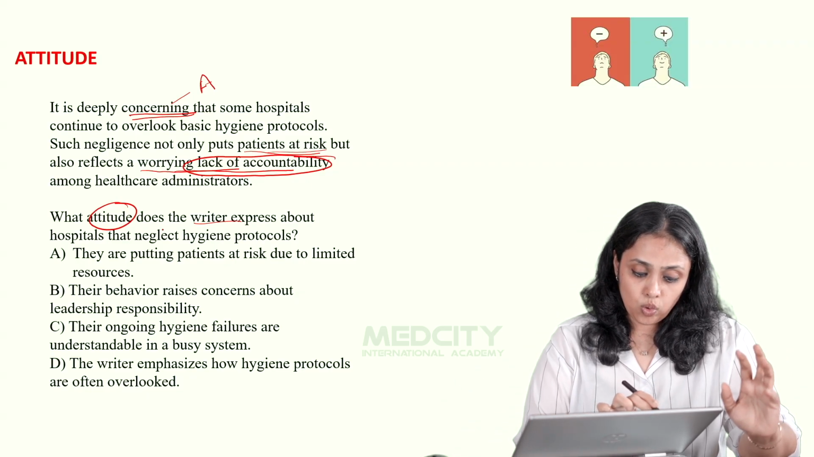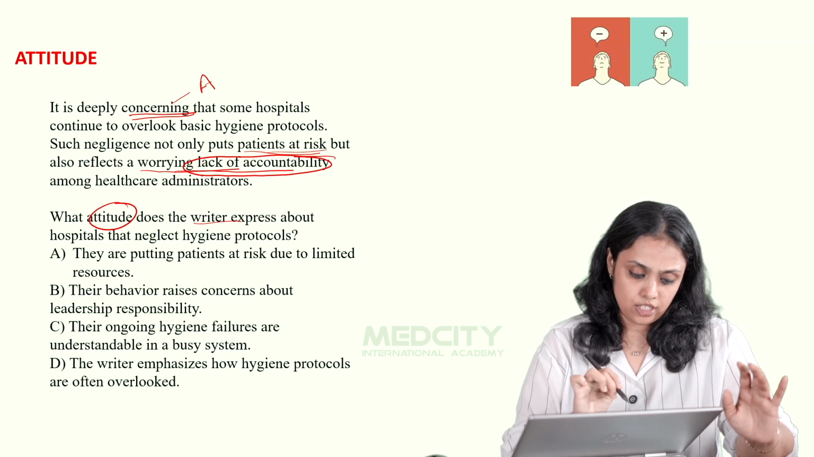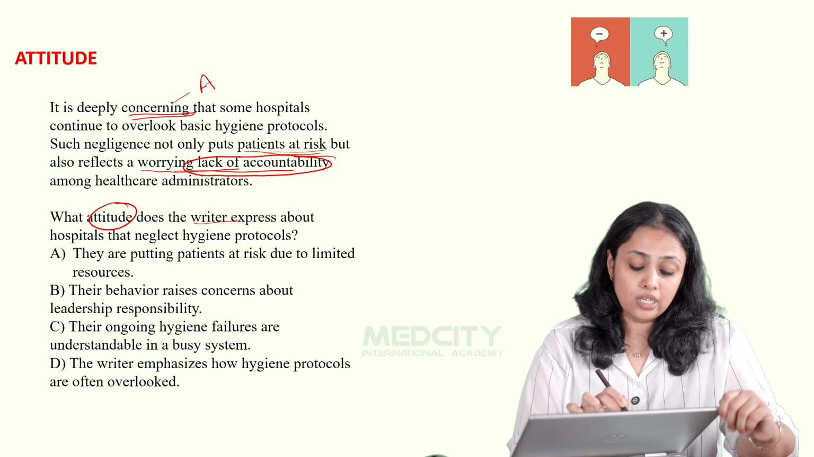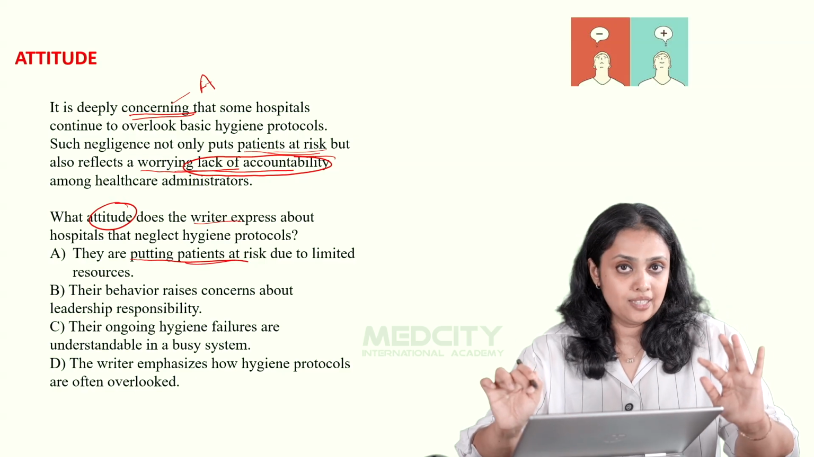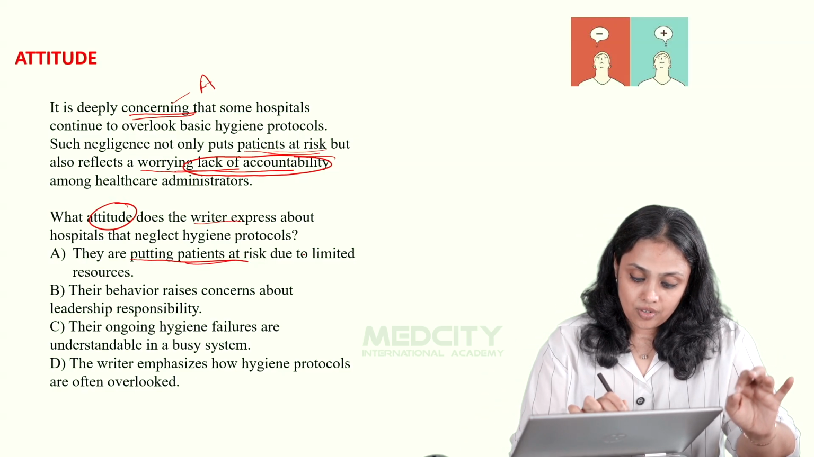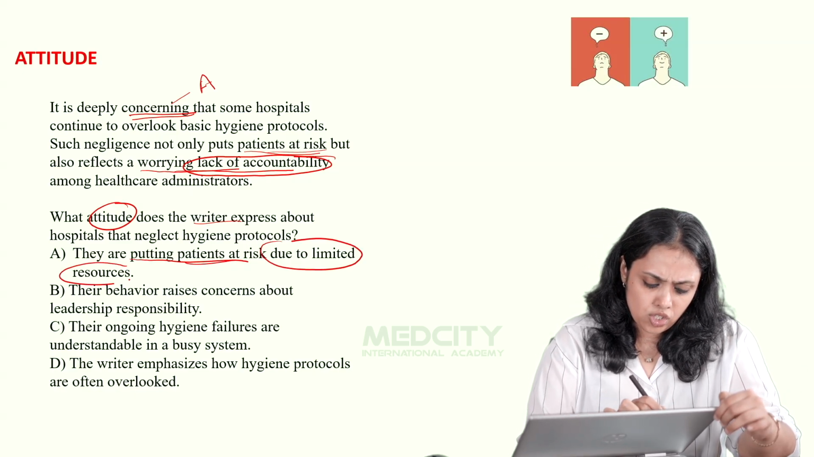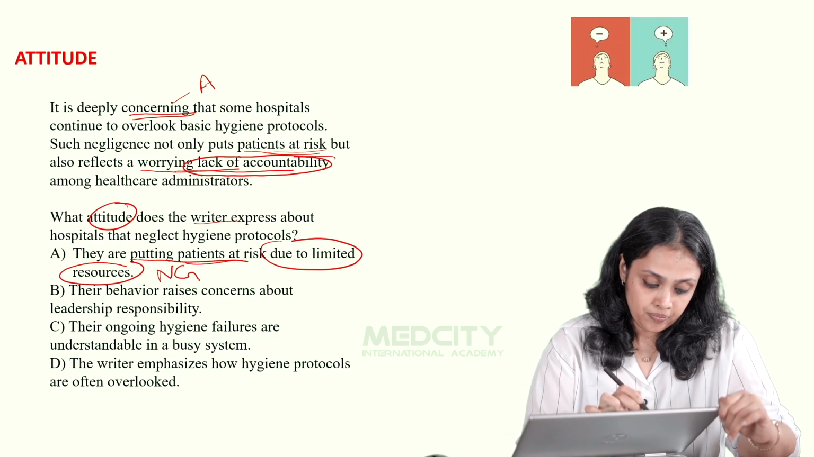The question asks: what attitude does the writer express about the hospitals that neglect hygiene protocols? Let's look through the options. Option A says that they are putting patients at risk due to limited resources. Of course, putting patients at risk has been mentioned in the extract, but what is not right here is due to limited resources. Did they mention any limited resources in the extract? Of course not, so it's not given.